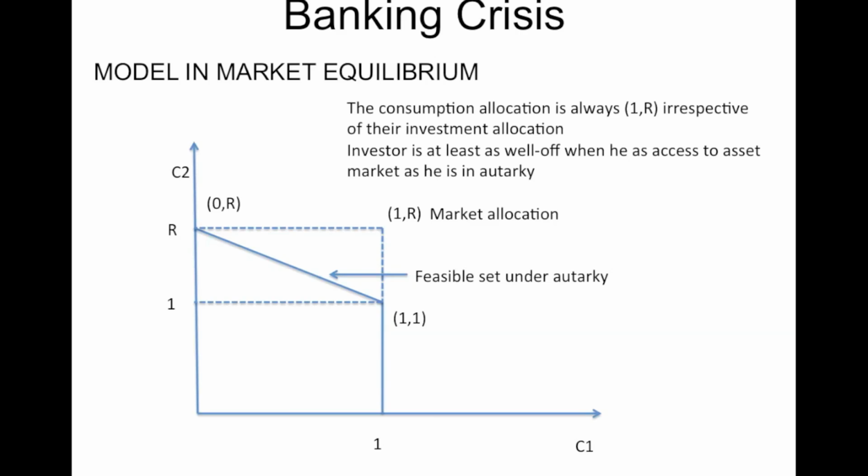So we are saying that if there was no trading, the feasible set is the sloping line. If there is trading, he can be better off than with no trading. So trading in a way helps to achieve better utility or better consumption.